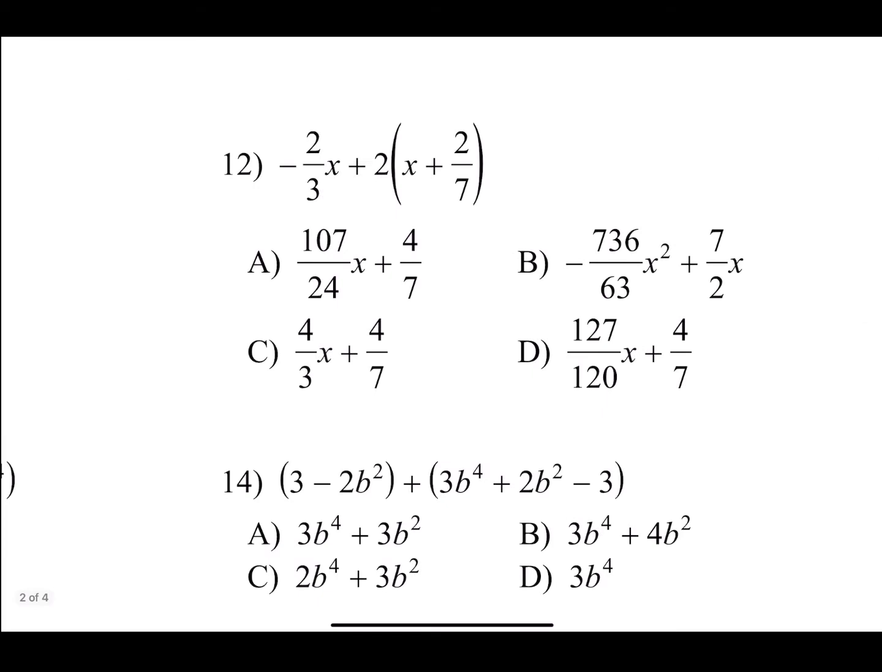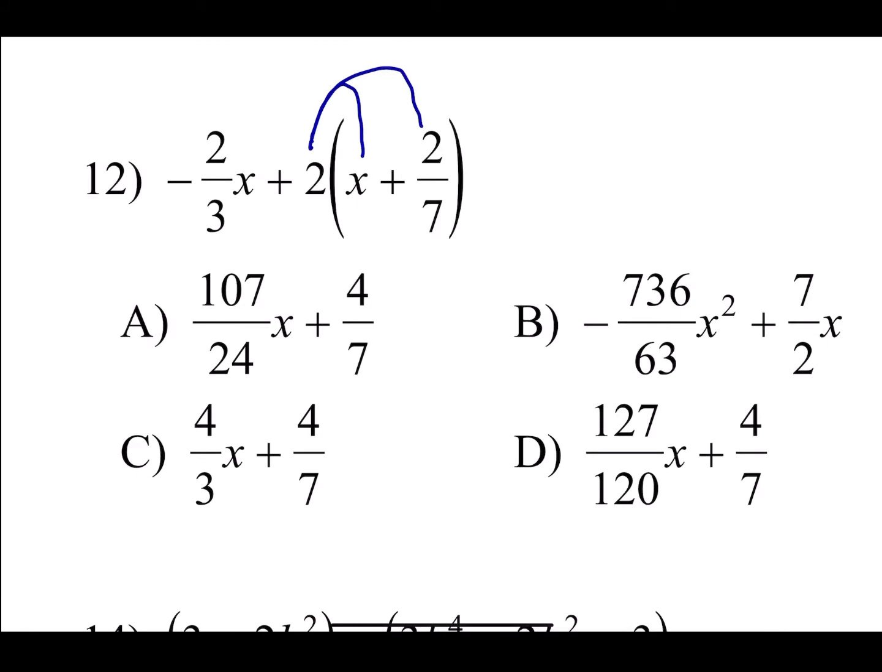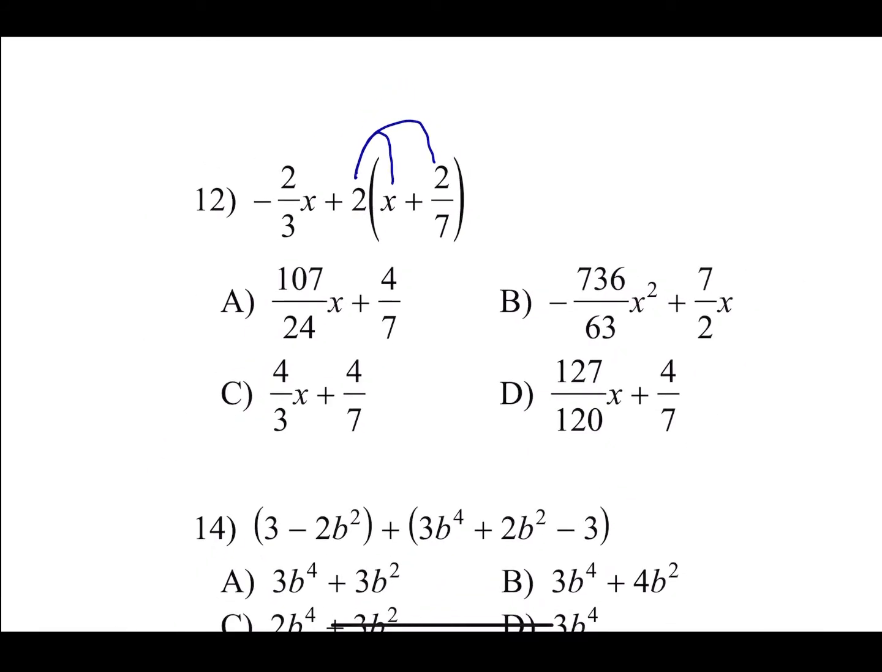12. Again, distribution. It looks scary, it's got fractions, don't let it freak you out. The 2 will go to the x. The 2 will go to the 2 sevenths. So, 2 times x is 2x. 2 times 2 sevenths is 4 sevenths. And we have a minus 2/3 x that's still out front.